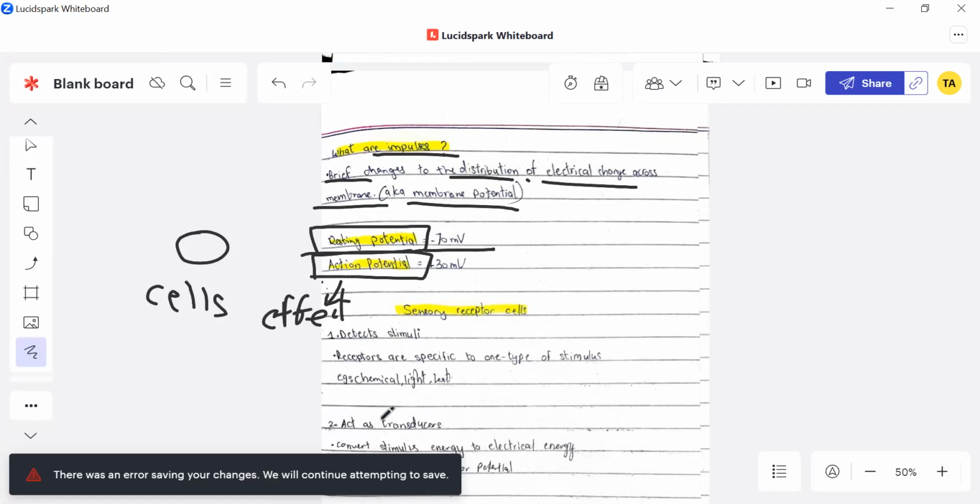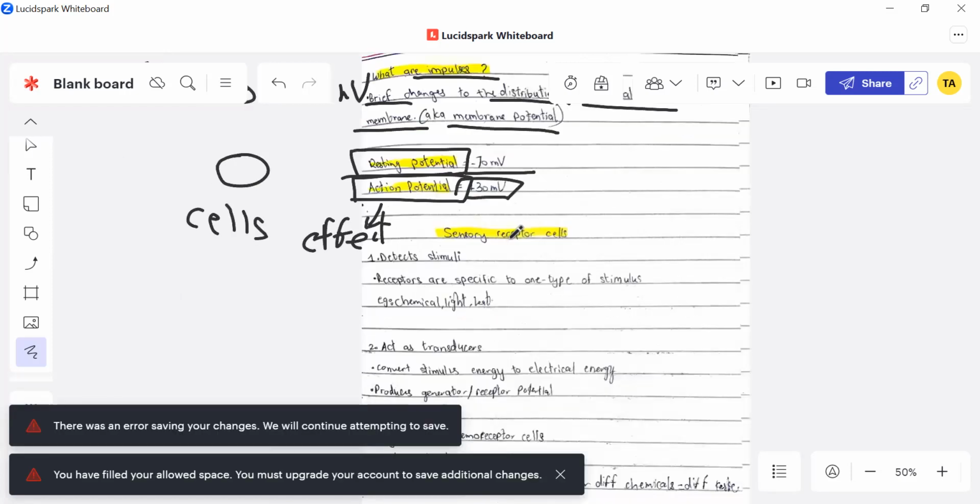When an action potential is present, the electrical charge in your cell will go from negative 70 millivolts to positive 30 millivolts. So an action potential is when you have positive 30 millivolts present in your cells.